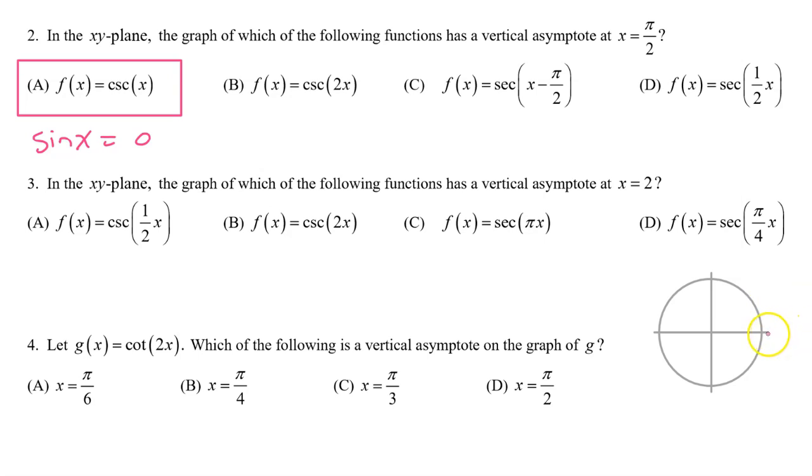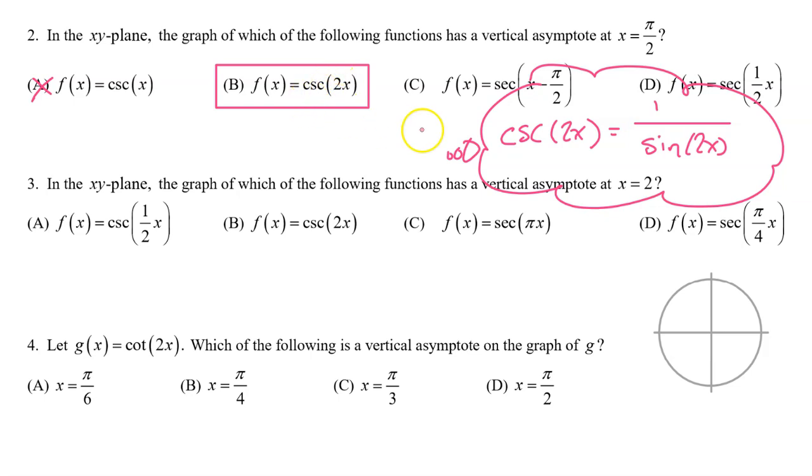On the unit circle, sine is the y value, and y values are equal to 0 here and here. That's at 0 and pi, not pi over 2. So A is not the answer.